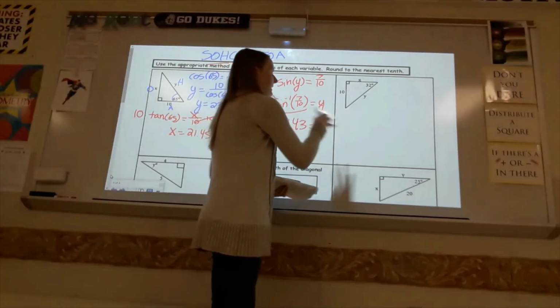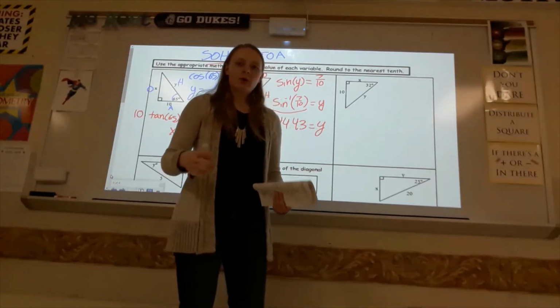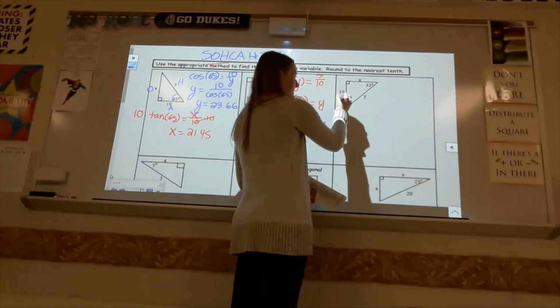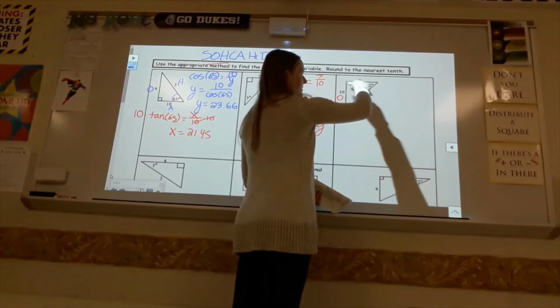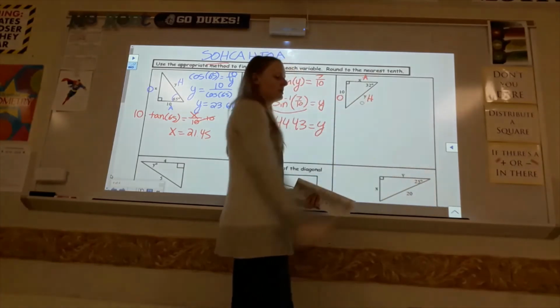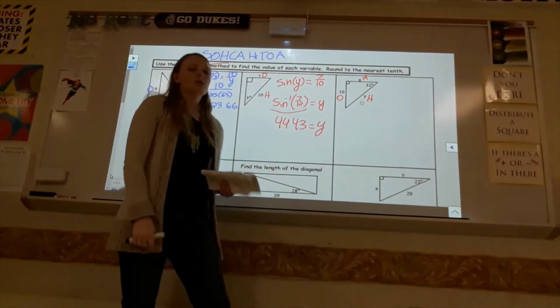Alright, this next one over here, again, two variables, so we're going to label all the sides with O, A, and H. So this is my angle. Across from that, the opposite side is right here. The side next to it, right here, is the adjacent. And then, as always, the hypotenuse is across from the right angle. So I'm going to solve for y again.